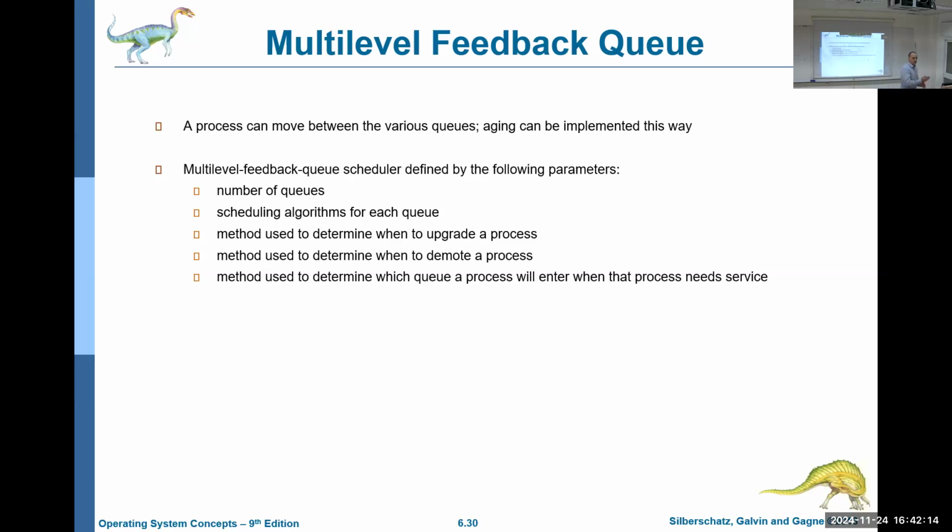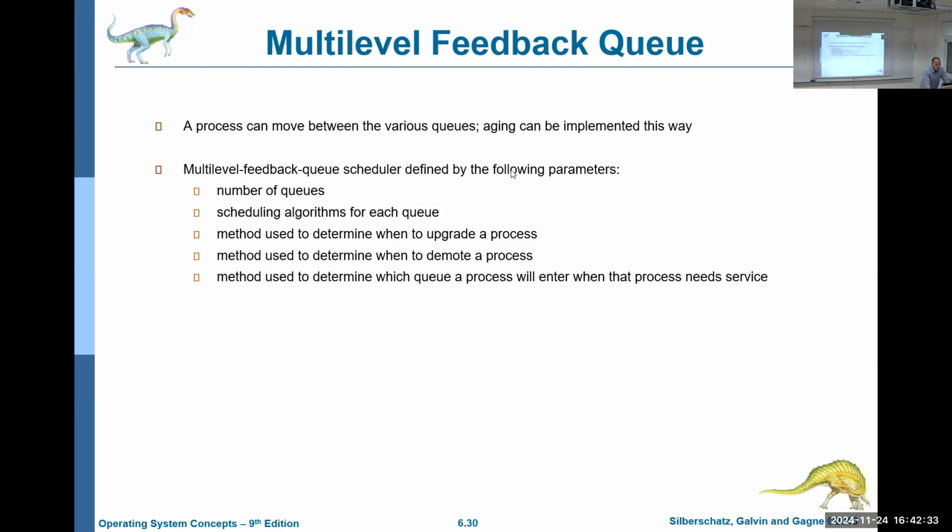So in other words, you go back and forth between the queues. A process can move between the various queues, and that way we do aging. That's a kind of aging, because why is it aging? Because you get out of the bad queue. You were in the bad queue, you get service once, but you don't have to go again and do it. Now you get to go to the quicker queue.